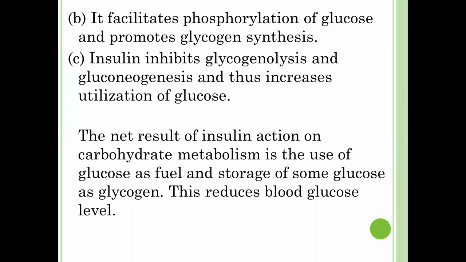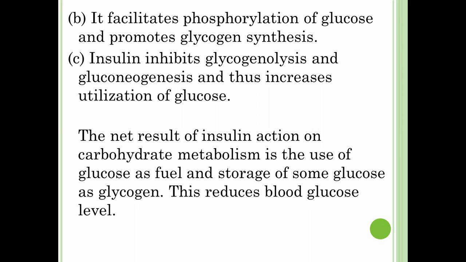Glucagon synthesis it is also responsible. The glucagon is converted by the glycogenolysis process into glucose, so at the end it maintains the normal level of glucose. Insulin inhibits glycogenolysis and gluconeogenesis, thus increasing the utilization of glucose.